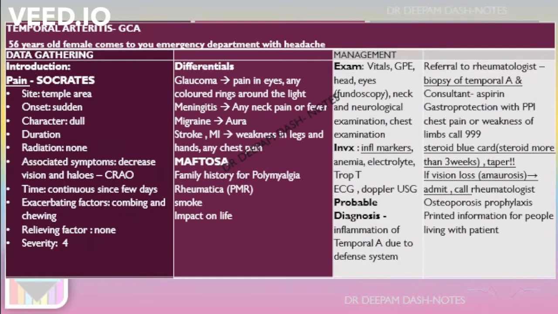In this slide, you are given a format about how to approach a patient who is having giant cell arteritis pain. You can either use Socrates or you can use OLDCARTS. OLDCARTS is onset, location, duration, character, aggravating, associated factors, relieving factors, and time. Or you may use Socrates, which is present on the slide here. Usually the pain is of a severity of around 4 or 5.